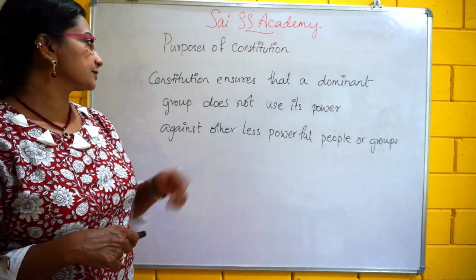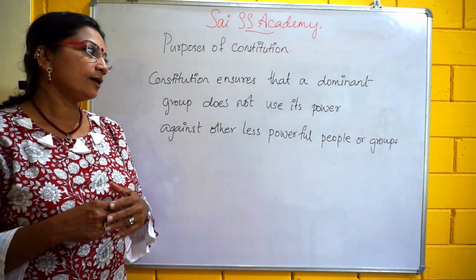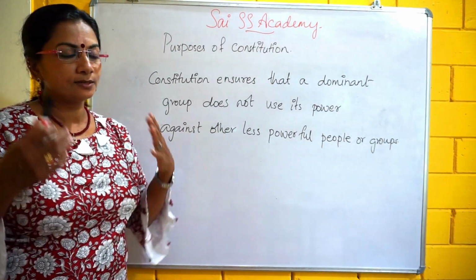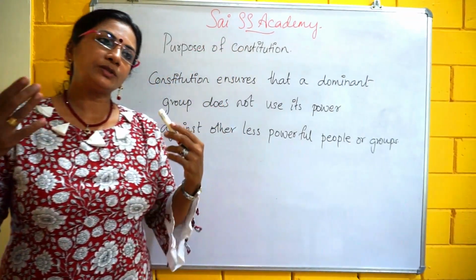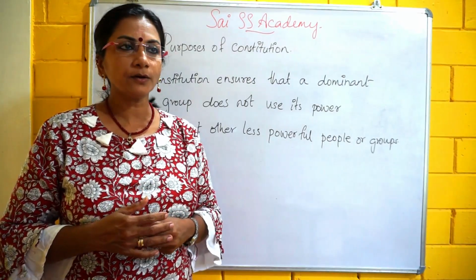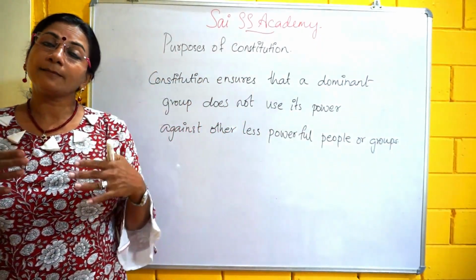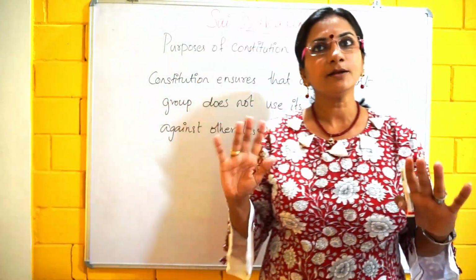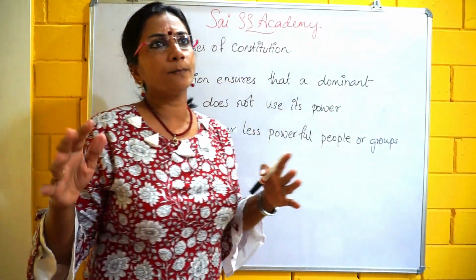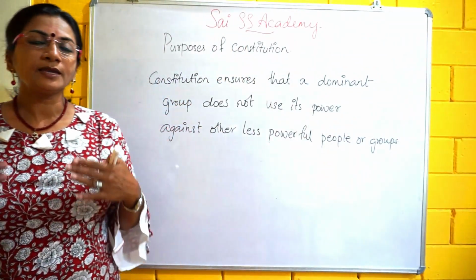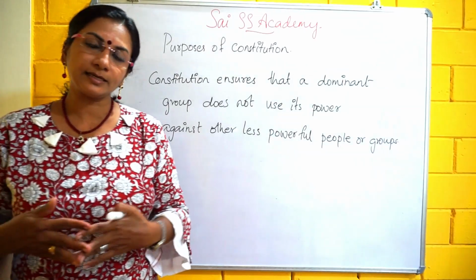Got it, children? Next, the constitution ensures that a dominant group does not use its power against other less powerful people or groups. What do you understand from this? Let me give an example of the boys and girls of a class. They went to the playground at their PT period, and the PT master is there. The boys said that they have to play cricket, but the girls said no, we want to play basketball. The boys didn't allow it. They shouted, no, we want to play cricket. At last, the PT master came and gave consent for the boys to play cricket. Why? Because they are more in number.